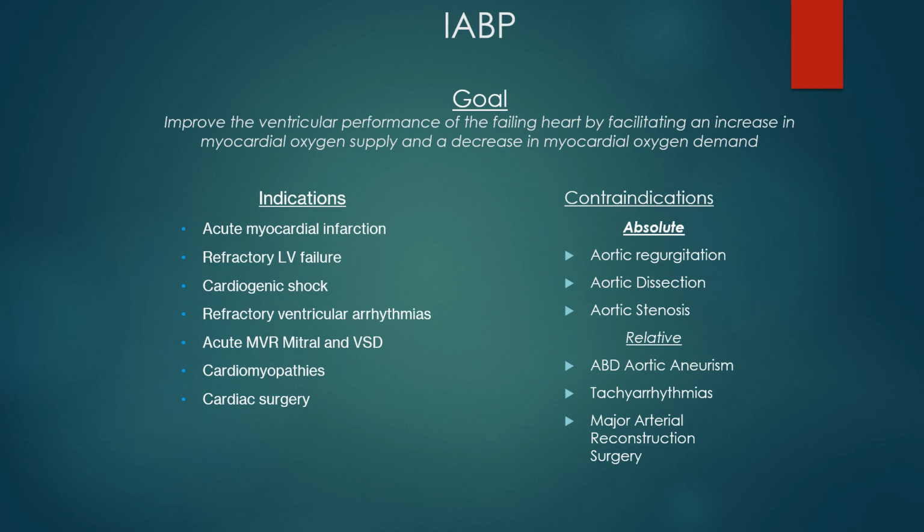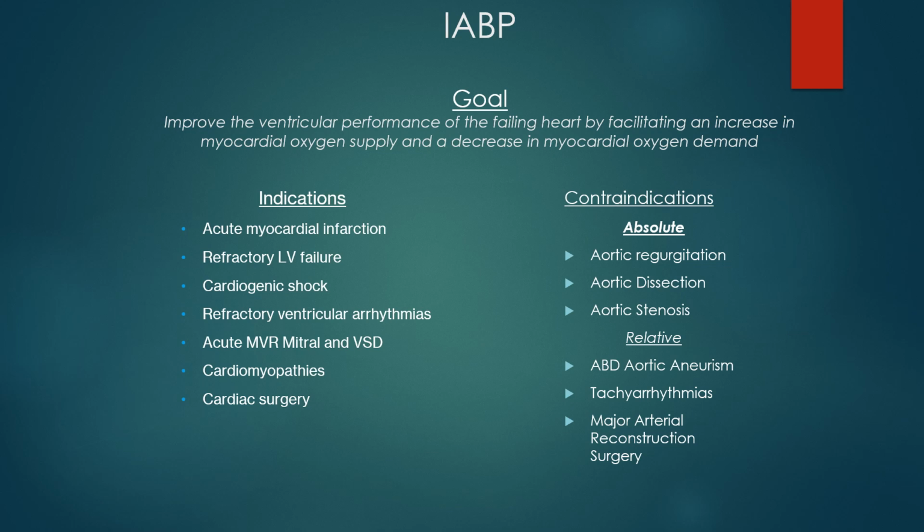And the goal of the intra-aortic balloon pump is to improve the ventricular performance of the failing heart by facilitating an increase in the myocardial oxygen supply and decreasing the myocardial oxygen demand. So what we're saying is that we're going to decrease the oxygen demand of the heart while increasing supply to the heart. And this is going to help the heart recover and rest a little bit.